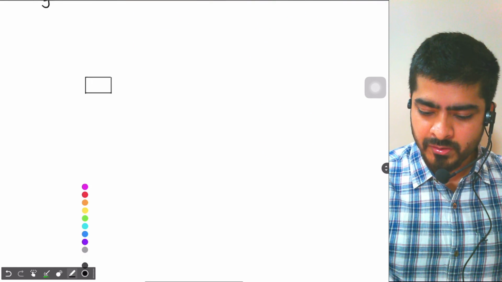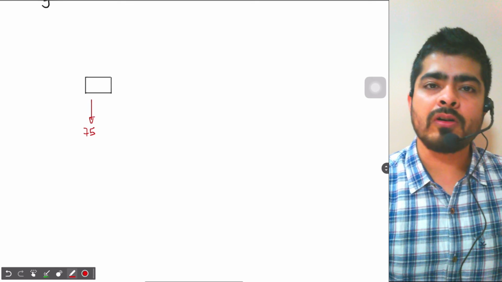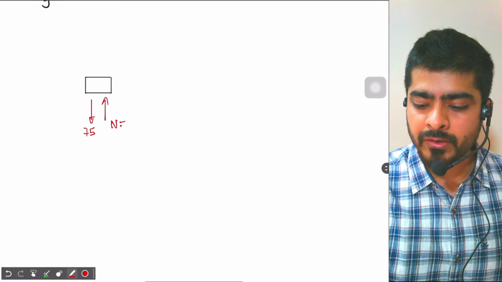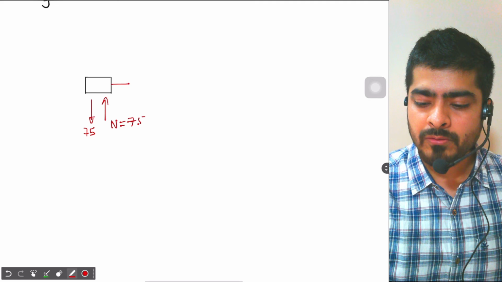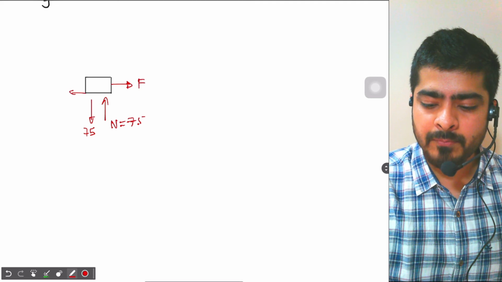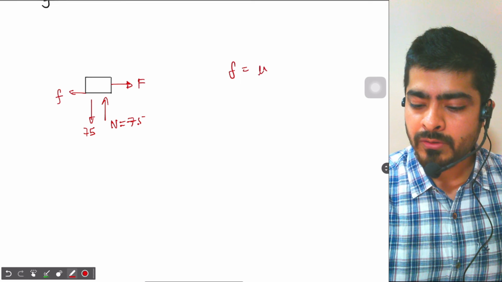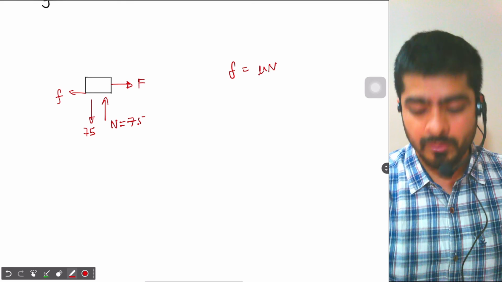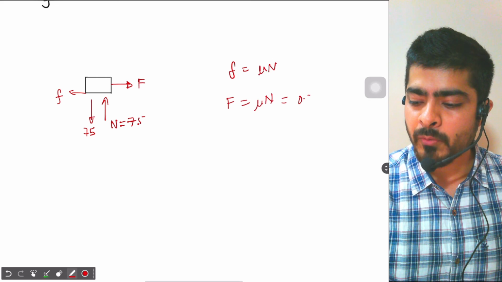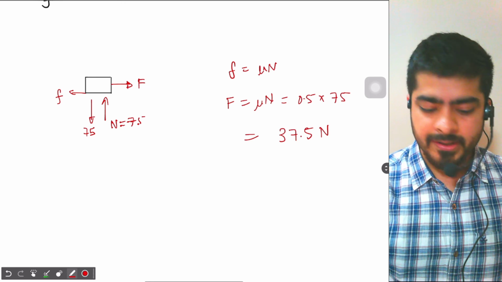So on the block, let's draw the forces. Gravity is acting downwards. Gravity will be 75 Newton for the block. Then normal force will also be equal to 75 Newton to balance gravity. Now the rope will be applying horizontal force F and friction will be acting backwards. Now the block is about to slide. So friction is equal to mu times normal force, and friction should also be equal to the force F. So we can directly say that F is equal to mu N. So mu is 0.5 into N is 75. So this is equal to 37.5 Newton.